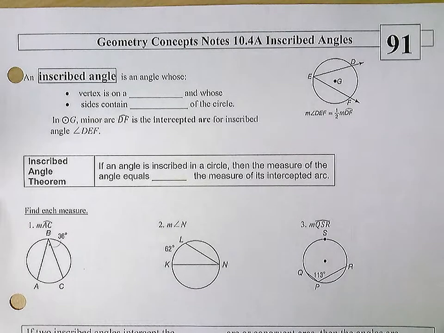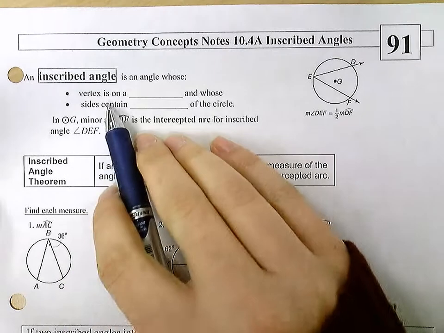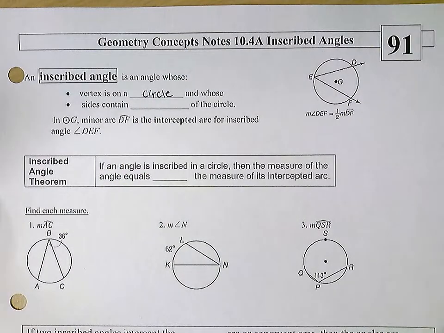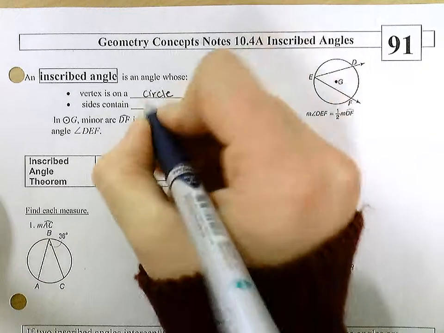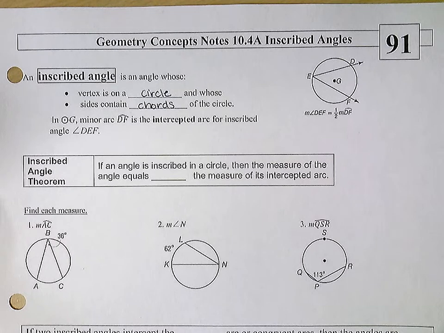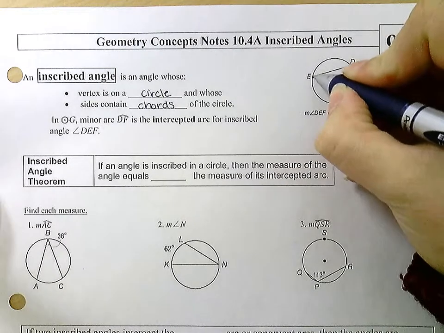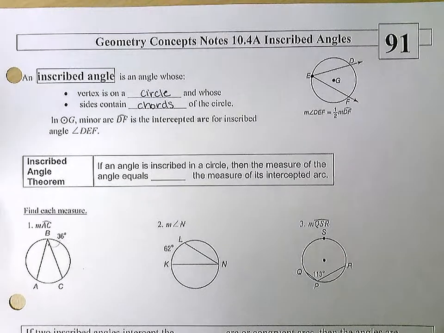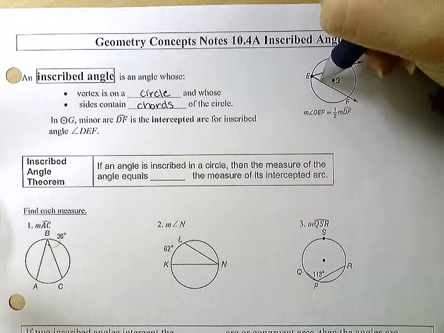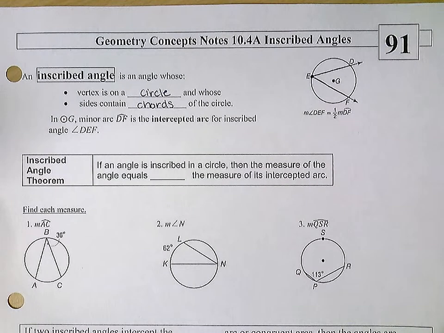An inscribed angle is an angle whose vertex is on a circle. The vertex again is that point of your angle. It's on the circle, and its sides contain chords of the circle. If you look at the picture, point E is on the circle. That's your vertex. That angle is made up of two chords, ED and EF. That is an inscribed angle.